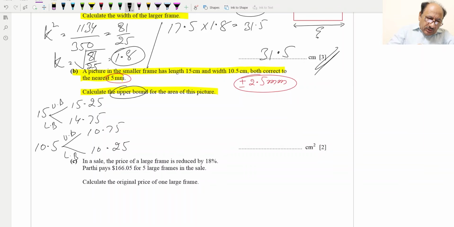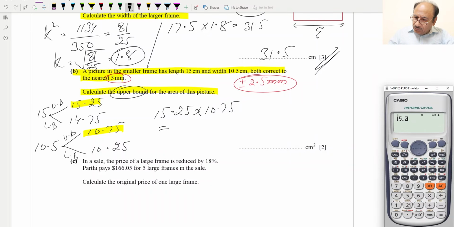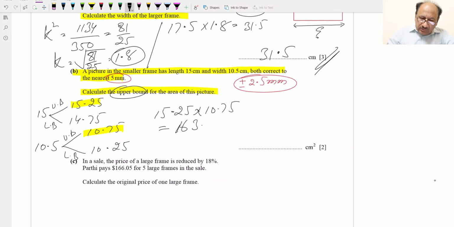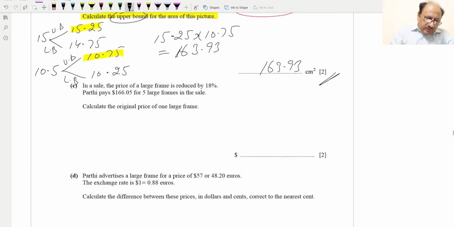So we will be multiplying the upper bounds, and this will be 15.25 multiplied by 10.75 and we will get the answer. This will be 15.25 multiplied by 10.75 and this will result in 163.93. 163.93 we can write as the answer over here. Hopefully you understood this. Then part C says in a sale the price of a large frame is reduced by 18%.